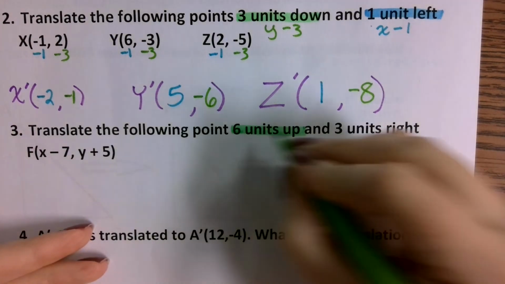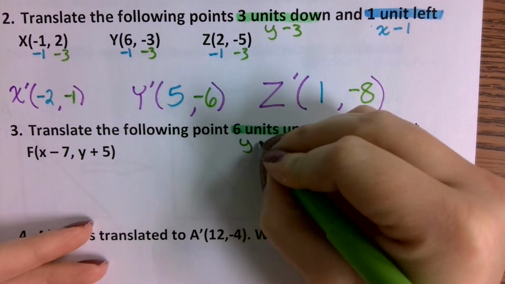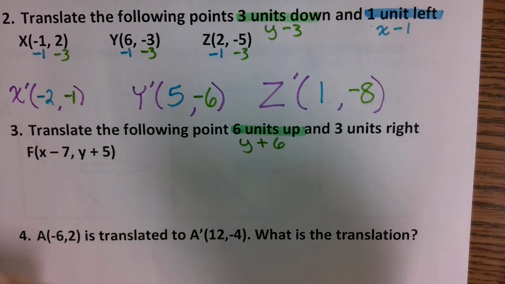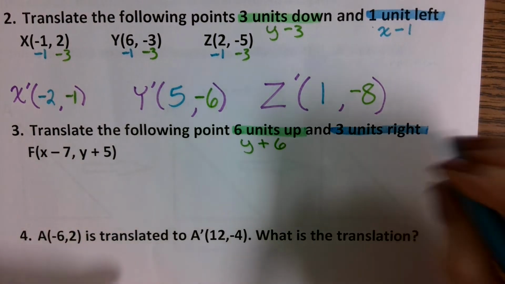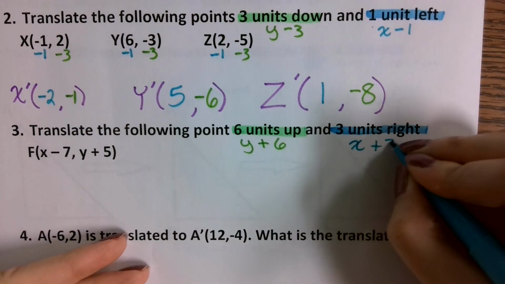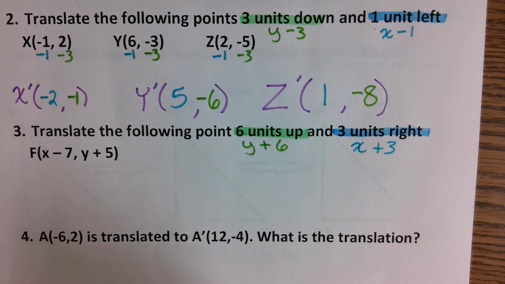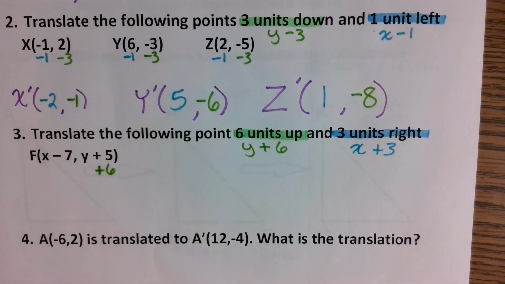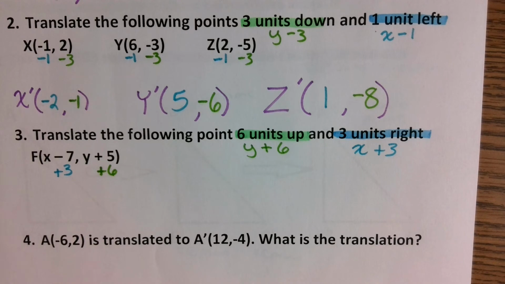Okay, so the up movement is our effect on the y. We're going to be taking our y value and adding 6 to it. And then for the units going to the right, 3 units to the right, that's going to affect the x. So we would take our x value and add 3 to it. So in this case, I'm going to be adding 6 to this y expression, and I'm going to be adding 3 to this x expression.